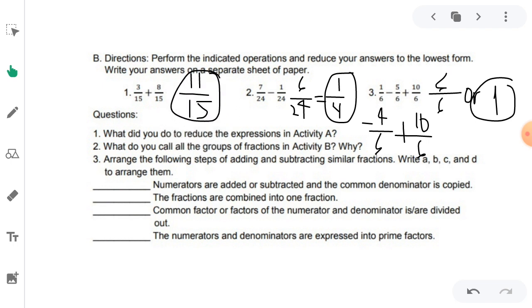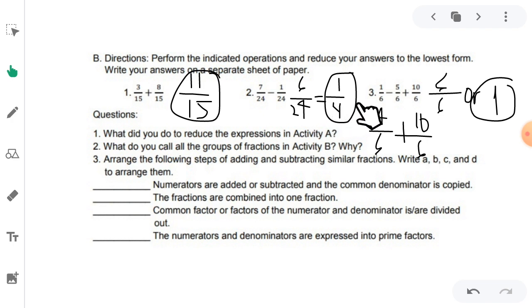So, how about number 2? In our number 2, 7 minus 1 is 6. Copy the denominator, which is 24. So, let's look at 6 and 24. They have a GCF. What is their GCF? 6, since 24 is divisible by 6. So, 6 divided by 6 is 1, and 24 divided by 6 is 4. So, the answer in number 2 is 1/4.